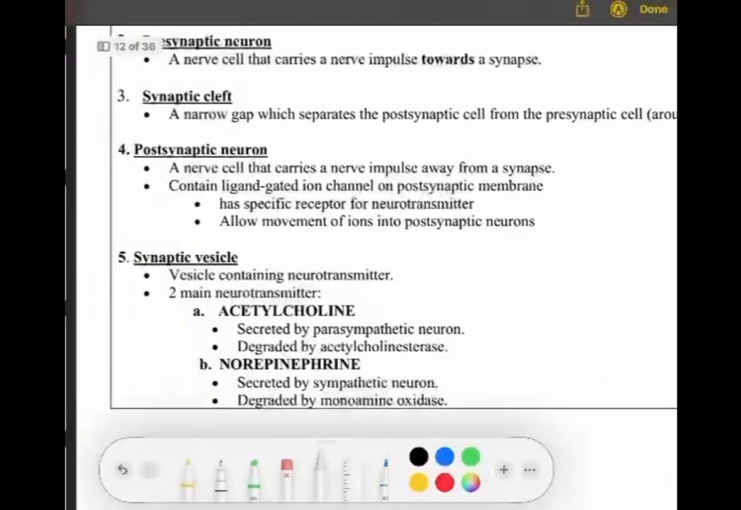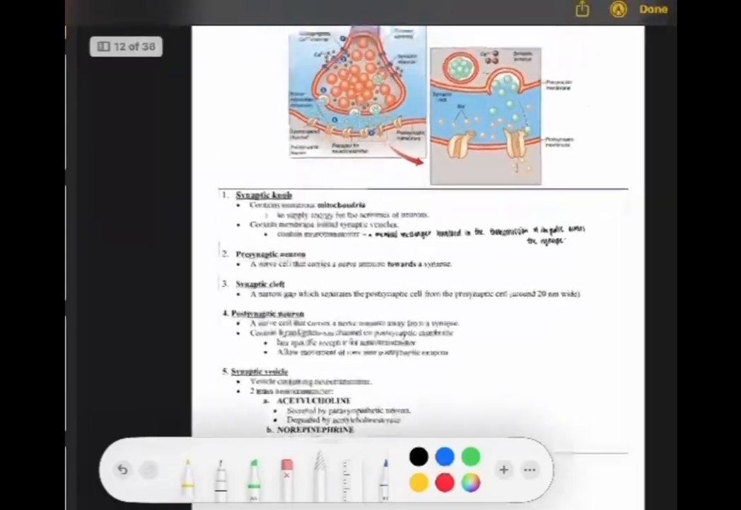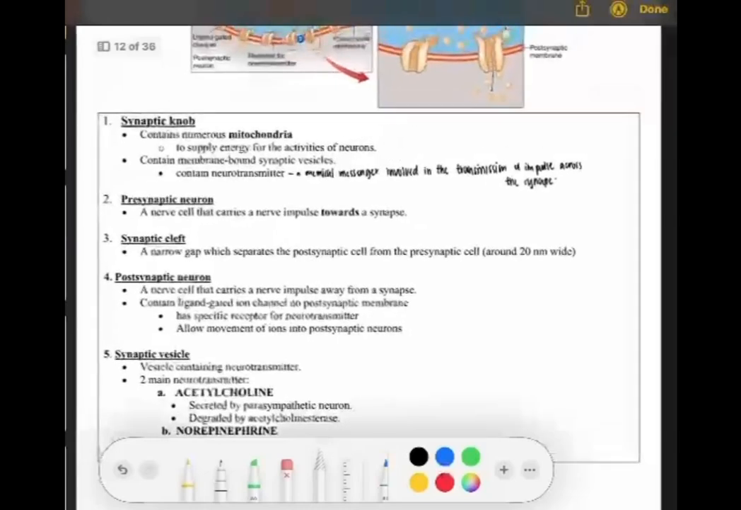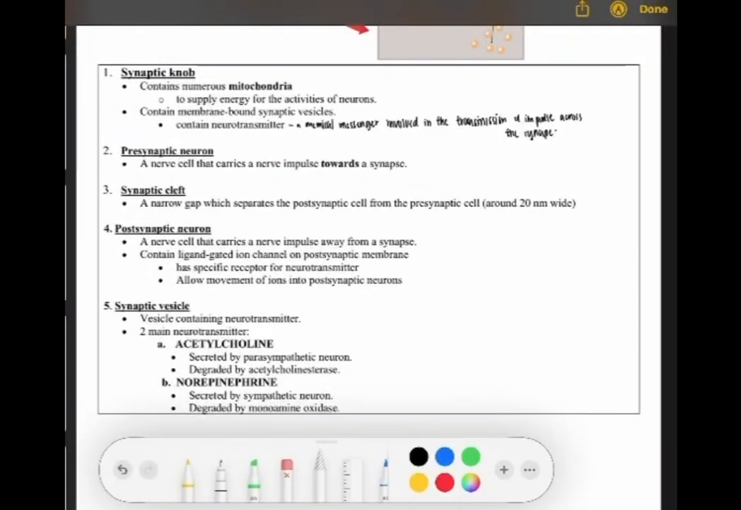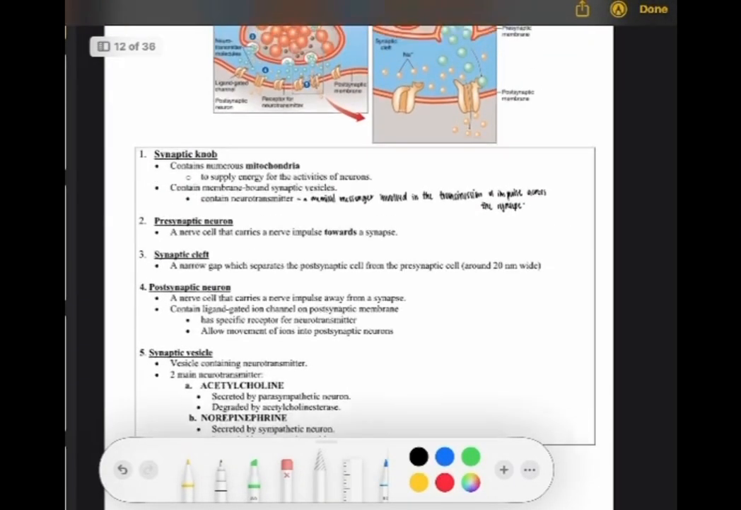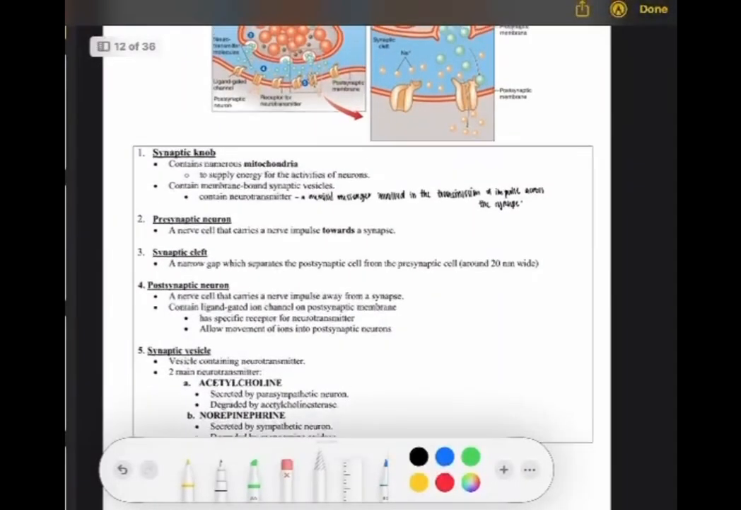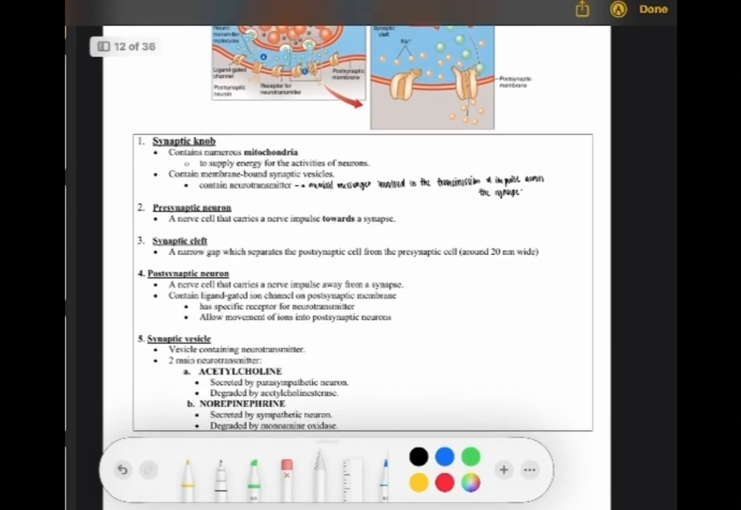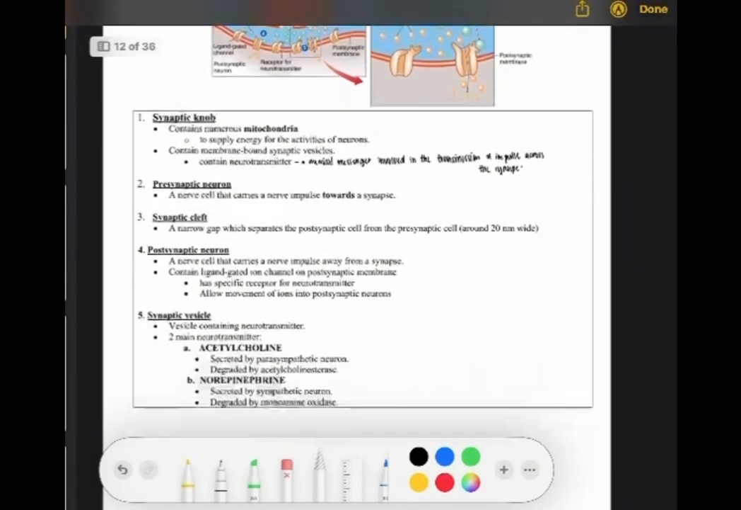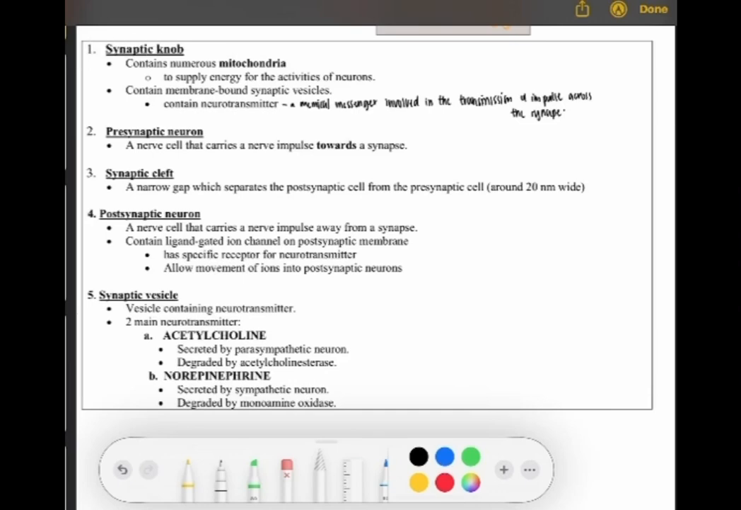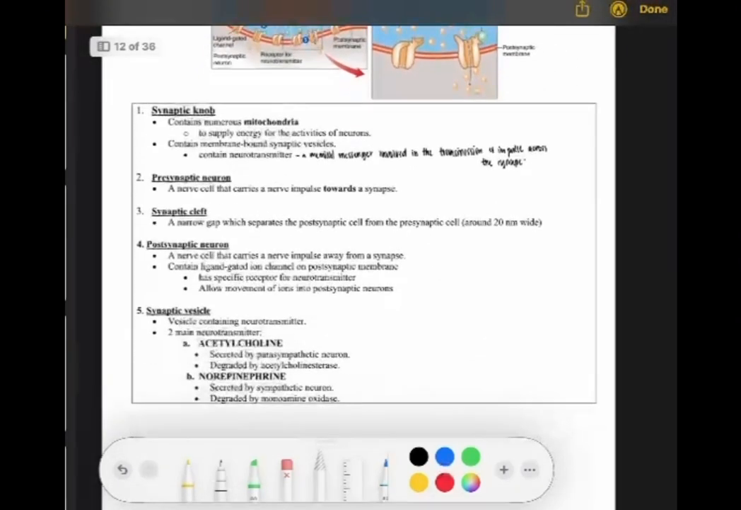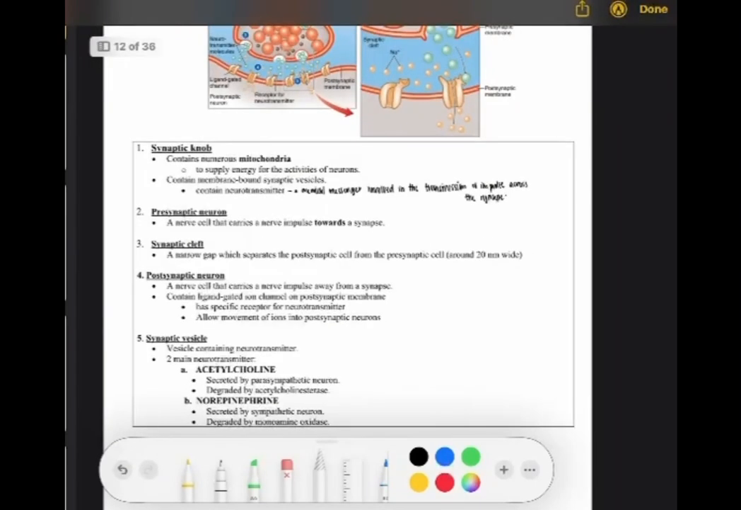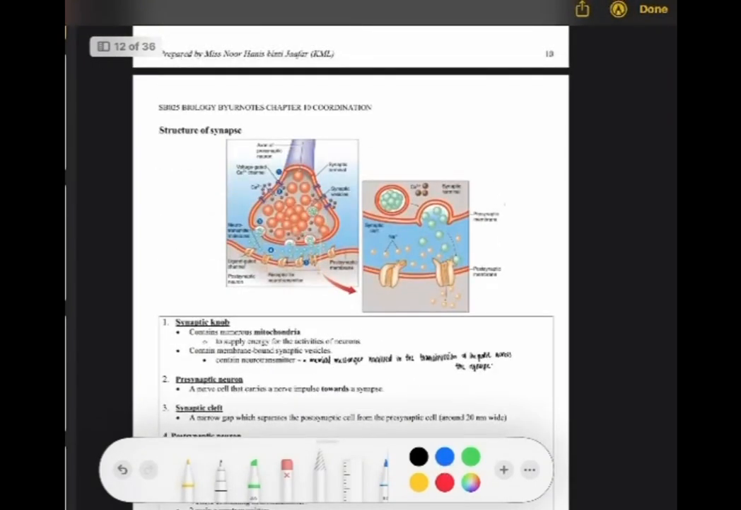Lastly, the synaptic vesicle. As we know, the vesicle contains neurotransmitter, as you can see here. There are two main neurotransmitters. The first one is acetylcholine. Acetylcholine is secreted by parasympathetic neurons, and it is degraded by acetylcholinesterase. The next neurotransmitter is norepinephrine. It is secreted by sympathetic neurons, and it is degraded by monoamine oxidase. That's all you need to know about the structure of the synapse.